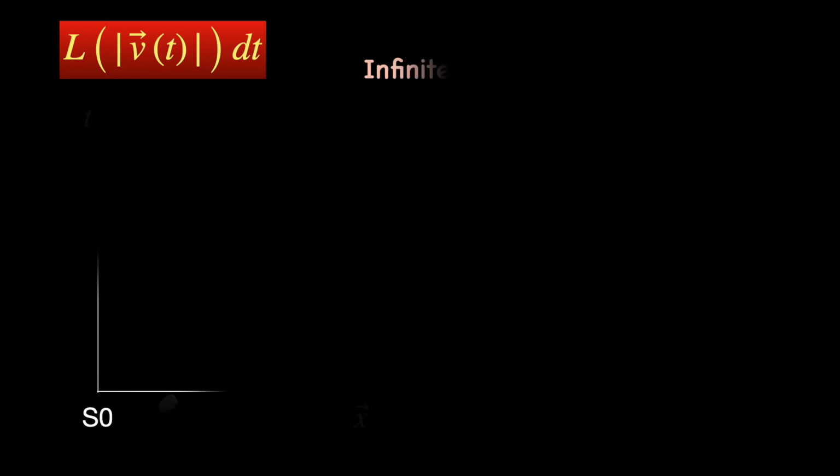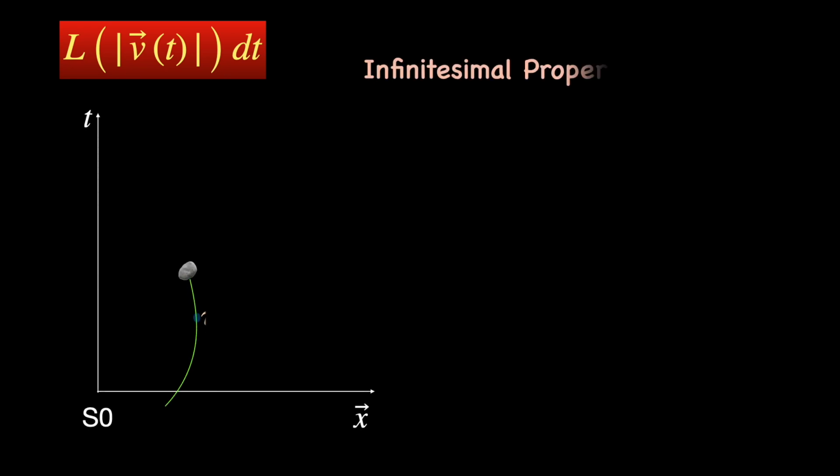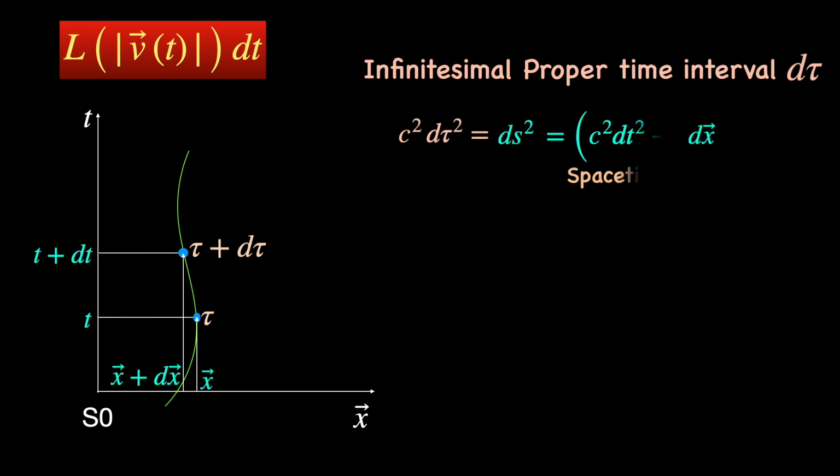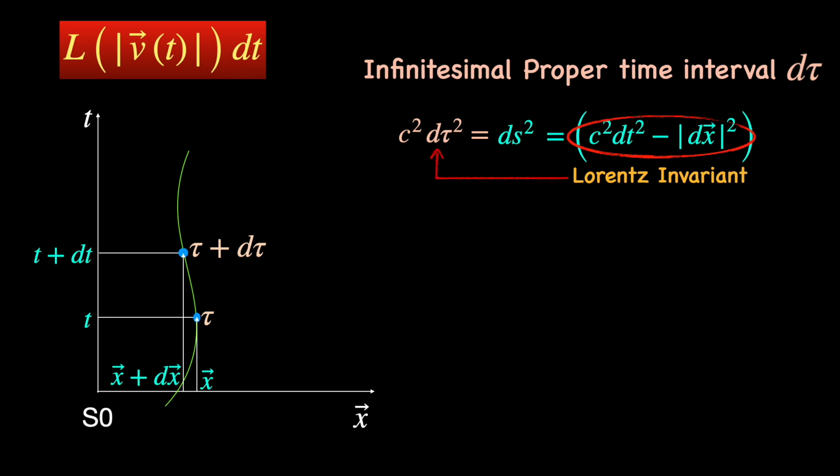Now, if you are familiar with the earlier content of this channel, what should immediately come to your mind is the proper time interval d tau between two infinitesimally close events on the world line of a particle. The square of light speed times this proper time interval is equal to the space-time interval squared between these two events, and since any space-time interval is a Lorentz invariant quantity, so is this infinitesimal proper time interval.